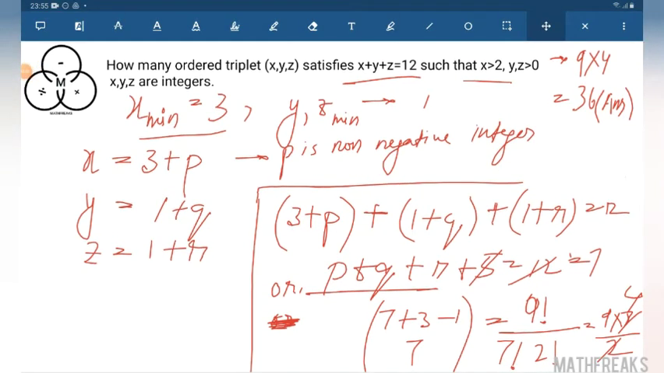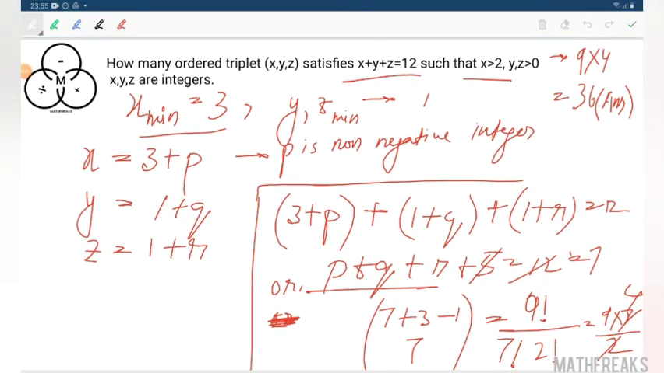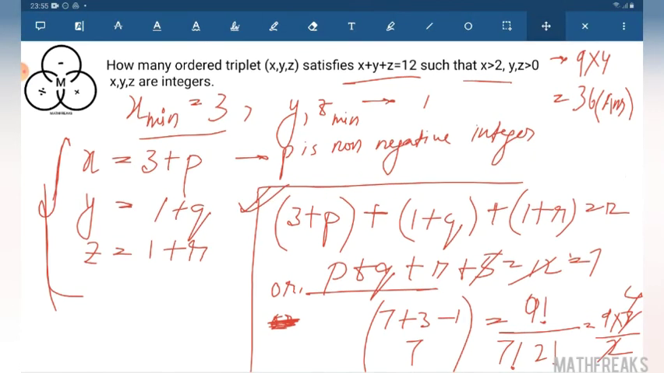Are you getting the system? This is the most important part. This consideration, and what is this? Simple beggars method.